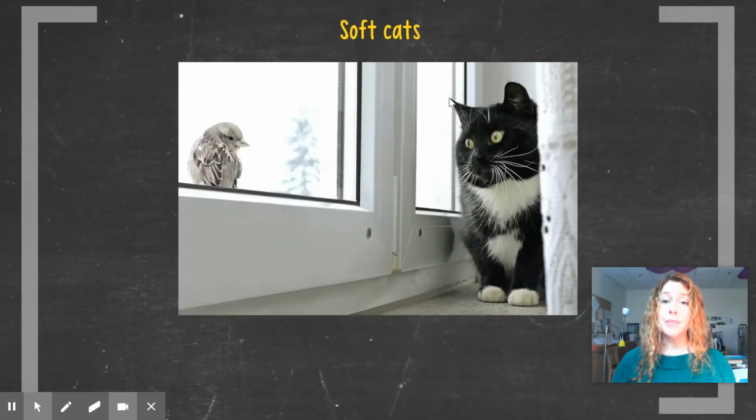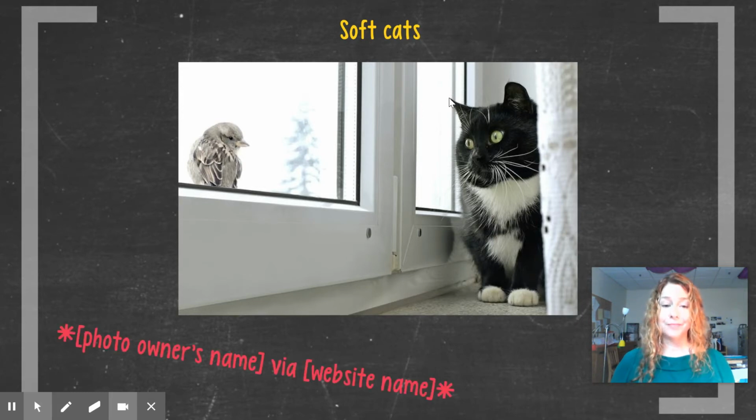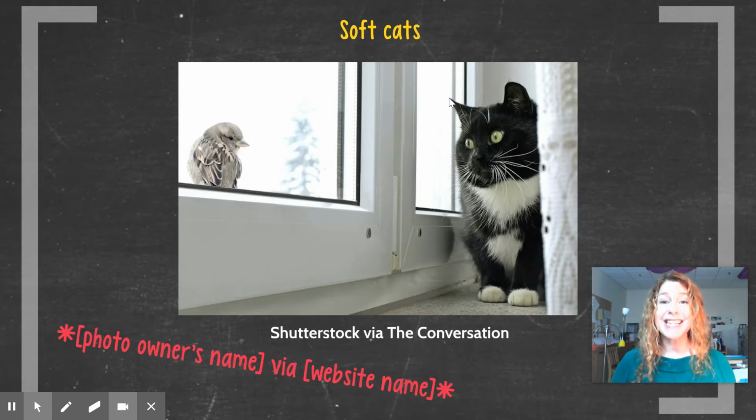So now, when I place this photo in my presentation, I want to give credit to where I got it from. The format's very easy. It's just the photo owner's name, whether it's the actual photographer or the organization that owns the photo, via, V-I-A, the website name. All you have to do is put it right underneath your photo. That's it. That's how you give credit to a photograph in a presentation.